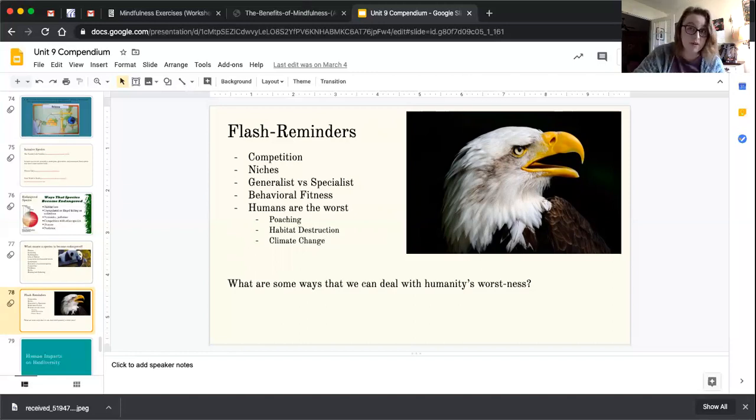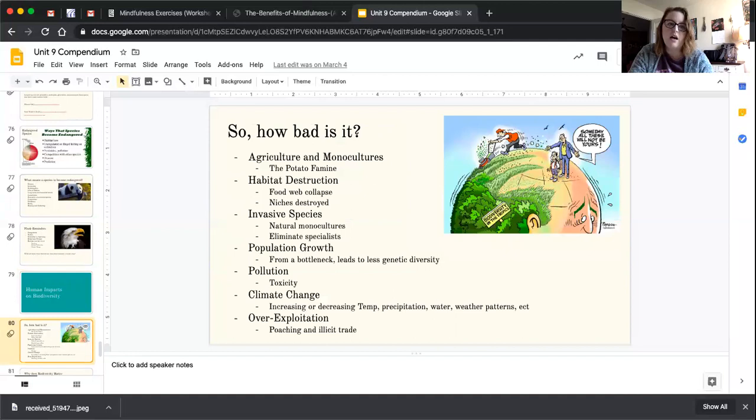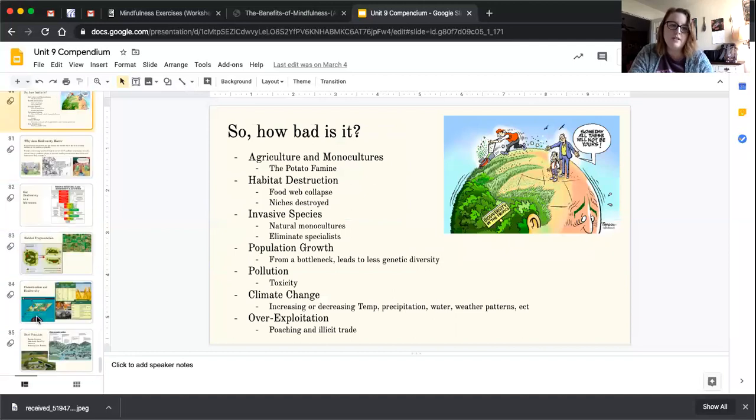We talked about how the Earth has been hotter than this before, and it has been colder than this before, but not with humans on it. And so, cool. All right, so human impacts on biodiversity. We do a couple of things that aren't the best.